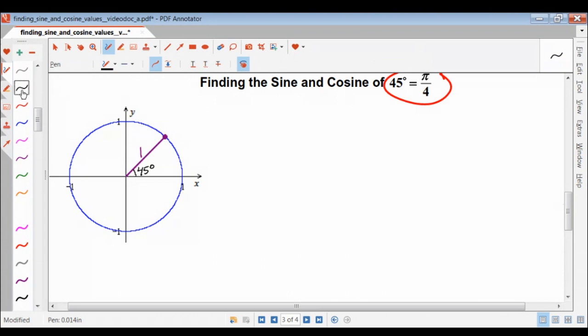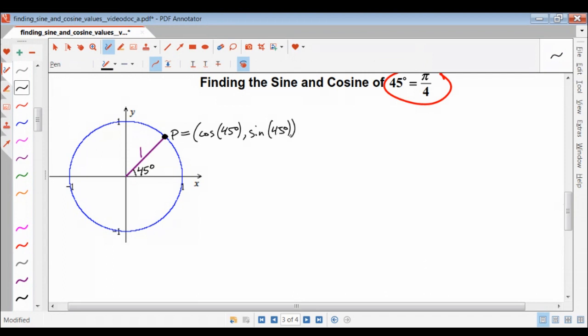and recognize that the definition of sine and cosine tell us that the coordinates of this point that I'll label P on the circumference of the unit circle, specified by 45 degrees, has coordinates cosine of 45 degrees, comma sine of 45 degrees.